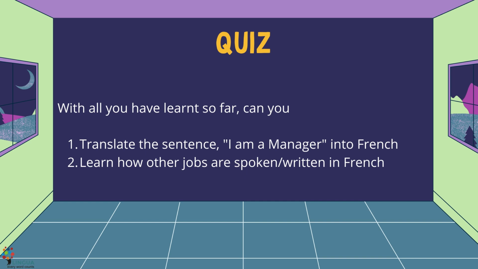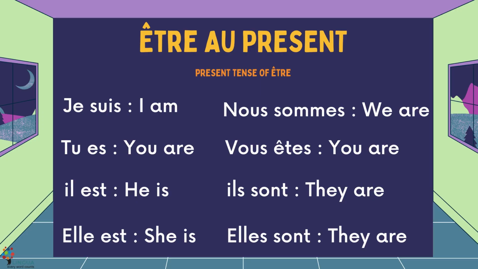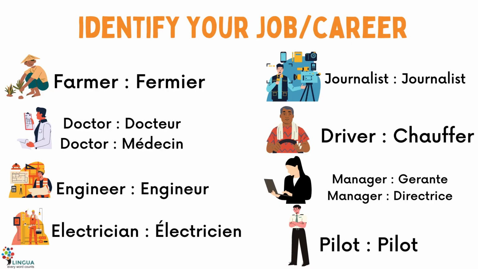So, what do you think "I am" is in French? "I am a manager" in French would be, right? So, it would be "Je suis gérant" or "directrice" or "directeur." You get that? Yeah. So, let's go back to the previous slide on conjugation. "I am" will be the top one, "Je suis," all right? And you simply add the job or the career at the end of it. Gérant, directeur, directrice, and all that. Awesome. So you got that.